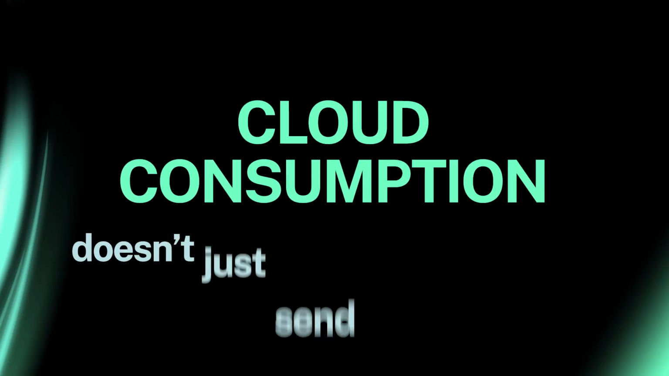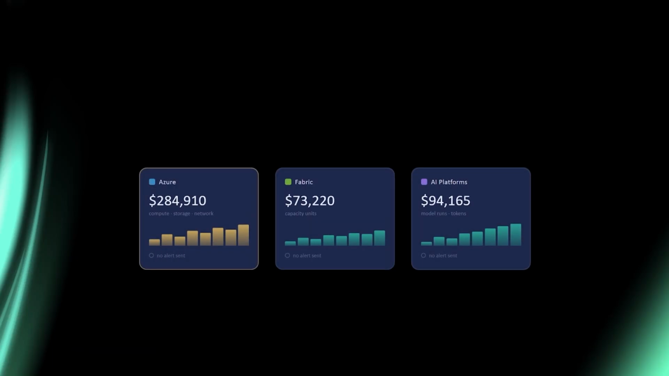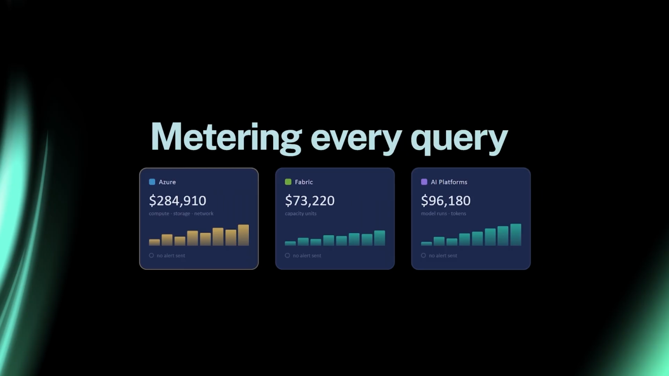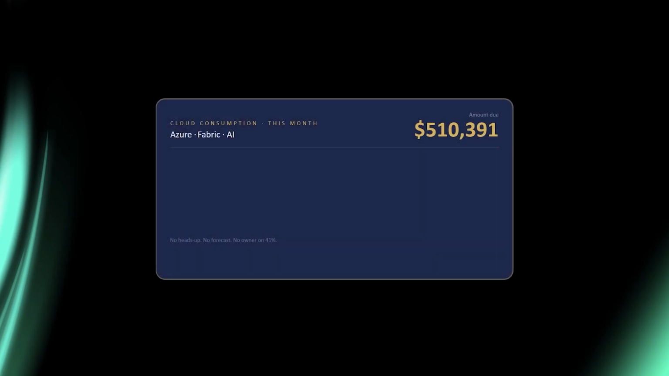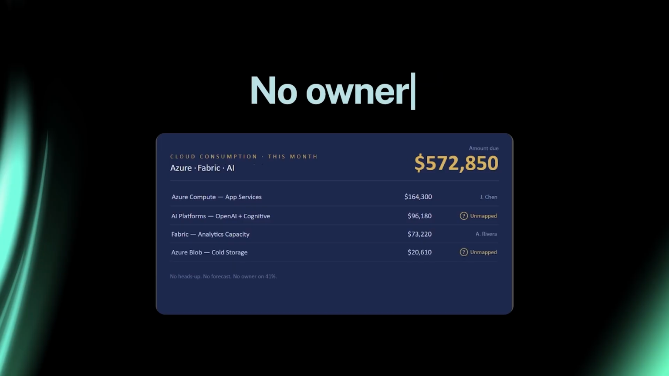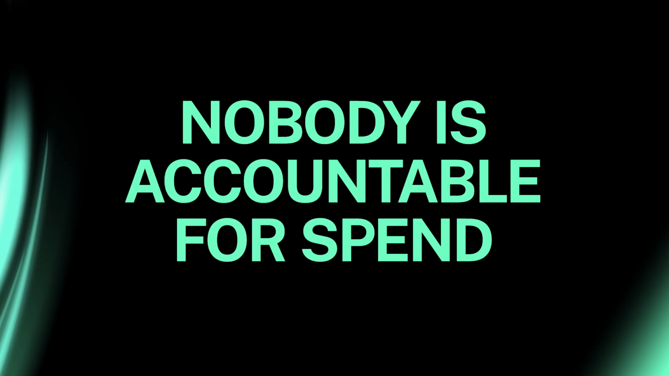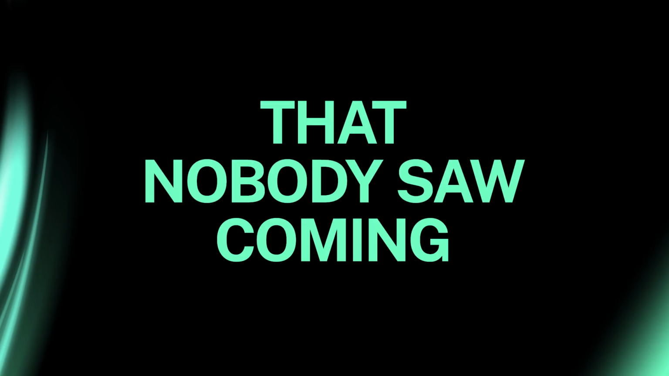Cloud consumption doesn't just send you a warning. Azure, Fabric, your AI platforms, they meter every query, every workload, every model run quietly around the clock. And the first time most finance teams see the number, it's already a bill, a big one. No heads up, no owner, and often half of it isn't even mapped to a department, so nobody's accountable for spend that nobody saw coming.